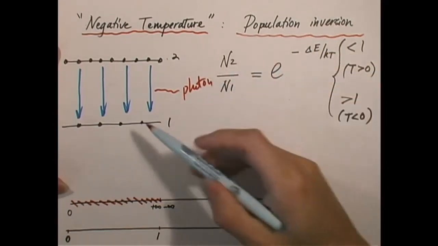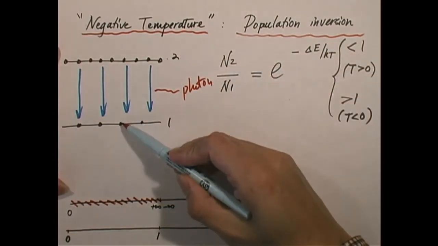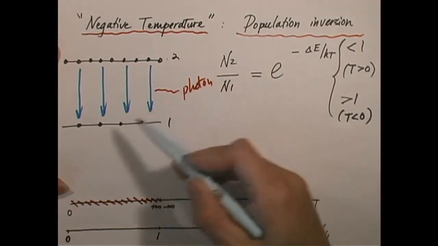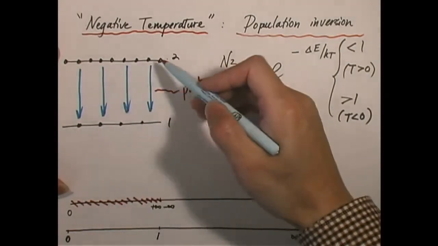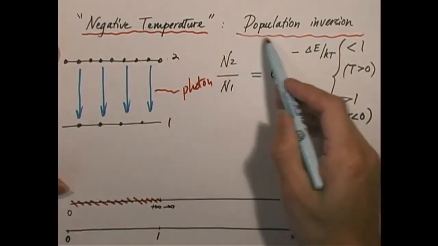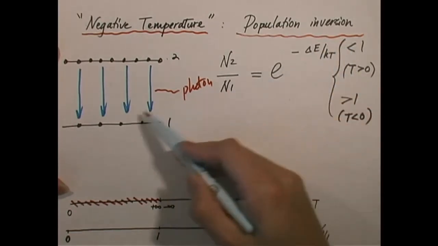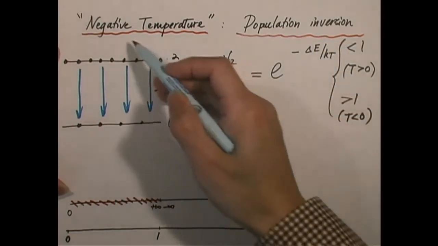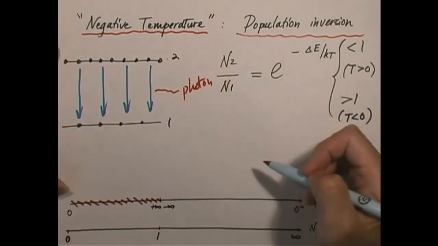Of course, particles can also go from downstairs to upstairs. In doing so, they have to absorb some photon, because they have to acquire energy. But since there are more particles upstairs than downstairs, the net effect of this system with population inversion is that more photons will be emitted and fewer photons will be absorbed. So this is a system which overall will emit photons.